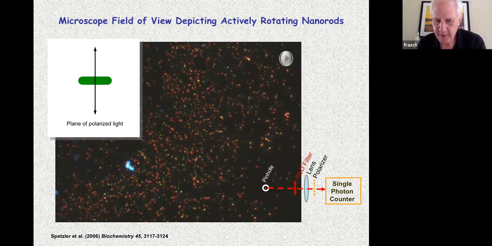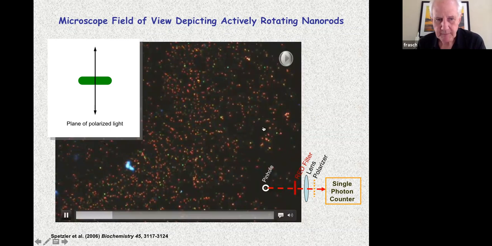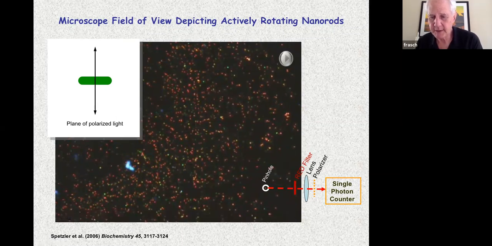And so consequently, what we see is that the strongest intensity of light is under this condition for the green light when it's exactly perpendicular, and the strongest for the red when it's exactly parallel to the long axis. The single photon counter can capture and count single photons from the nanorod and it can do so at very, very high frame rates.